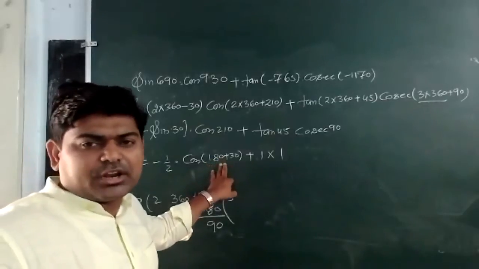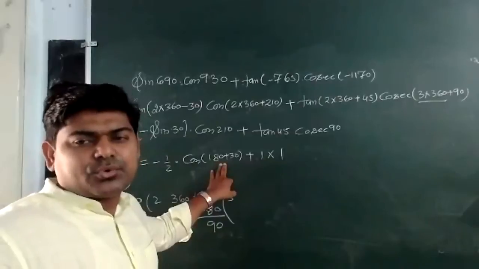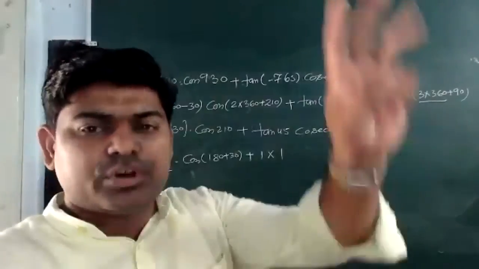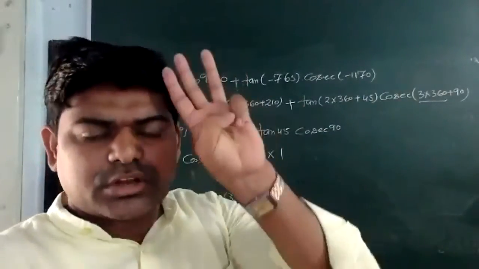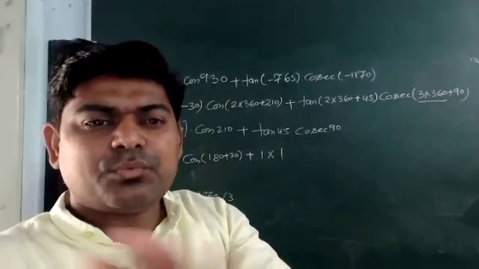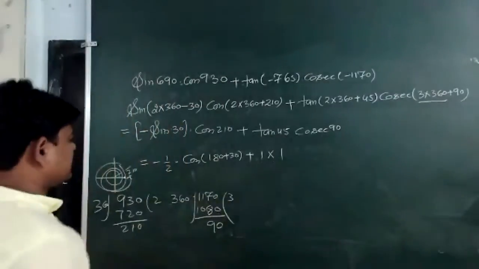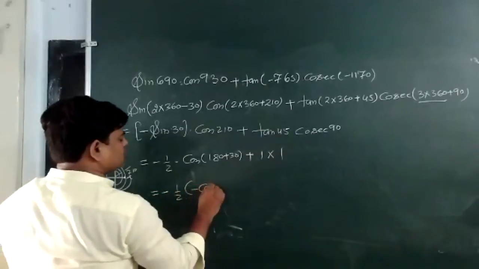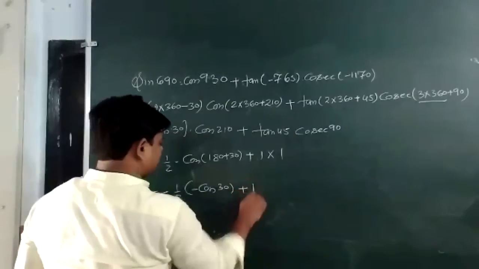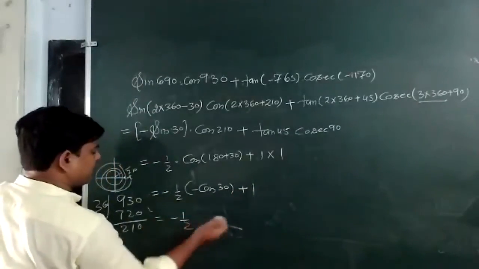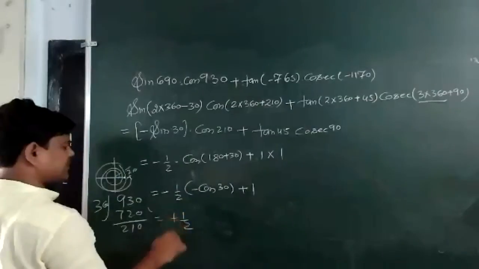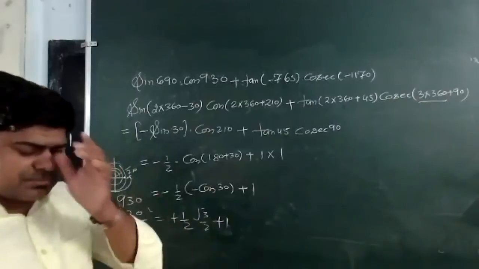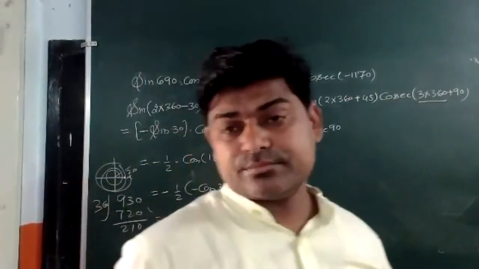Now I am asking about 180 plus theta. 180 plus will go in the third quadrant. In the third quadrant, cos is negative. With 180, it will not change. It means we will get minus 1 upon 2 into minus cos 30 plus 1. Minus will make it plus, and the value of cos 30 is root 3 upon 2, plus 1. I have root 3 upon 4 plus 1.